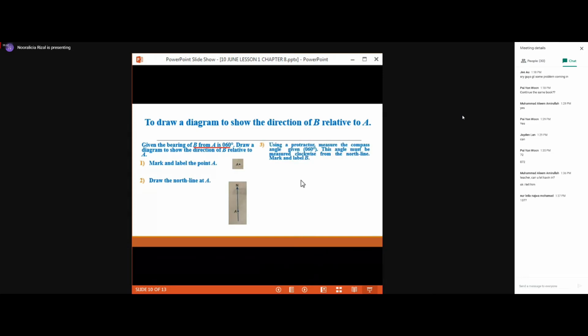Then you use your protractor to measure 60 degrees. So how do you put your protractor? Look here. Remember, you must move in the clockwise direction. So this is how you put your protractor. From the protractor, you see where your 60 degrees is, mark the 60 degrees, and you get this one here. This one is in your textbook.